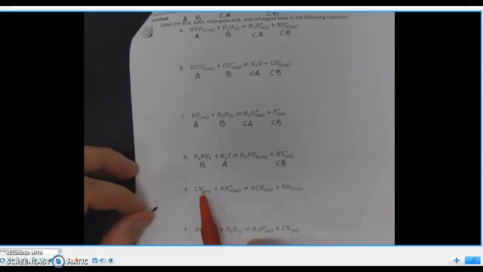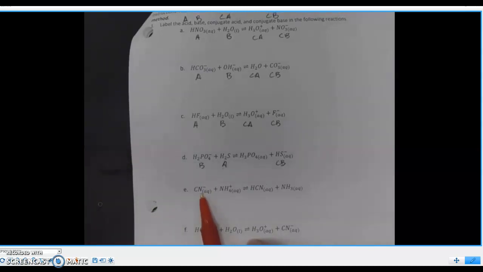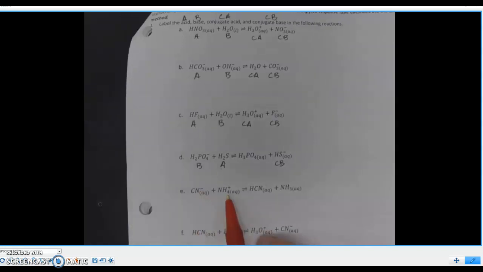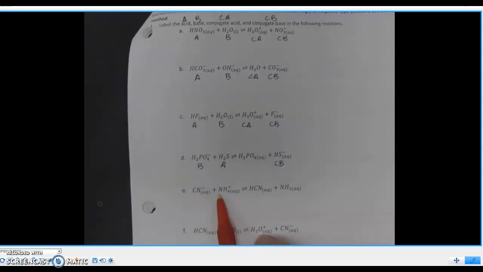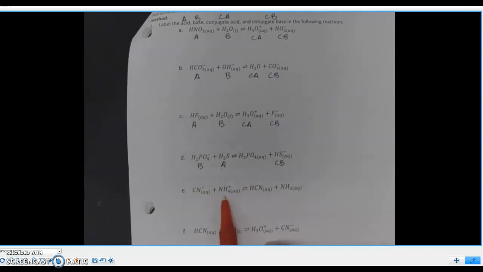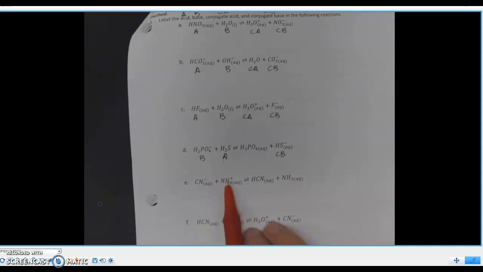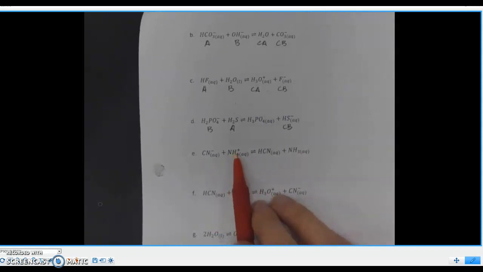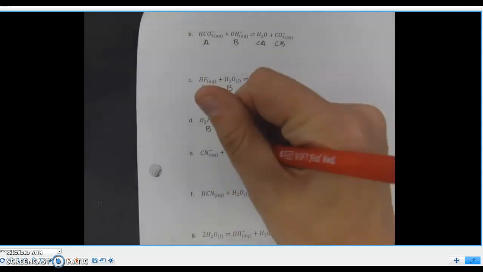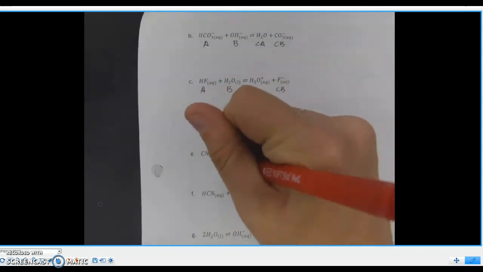For the Brønsted-Lowry model, acids are proton donors, or H+ donors, and bases are proton receivers. And as I'm pointing to them, I don't even know which one's which. So let's look at this. We have an NH4, and then that's going to turn into an NH3. So this is actually our donor, right? It's going to lose that hydrogen. So this is going to be my acid.